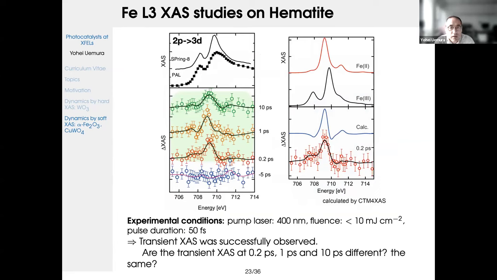So this is the result of X-ray absorption, iron L3 X-ray absorption of hematite. Compared to the synchrotron case, the signal to noise ratio is not as good, but we got obvious transient signals. And at 0.2 picosecond, we got this feature of transient signal. This comes from the iron 2+ species. That means the iron number of d electrons changes from 5 to 6. This spectrum reflects the change of the number of electrons, as we compared to theoretical calculations.